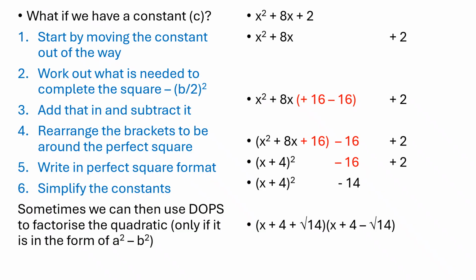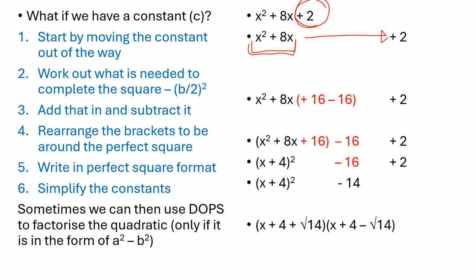Now, what is more common is we will have something with a constant on the end here. So this is our format, ax squared plus bx plus c. The easiest way to do this is to actually just move our constant out of the way over here. Don't forget about it. We're just going to put it to the side. Now we have x squared plus 8x. We know how to complete the square for this.